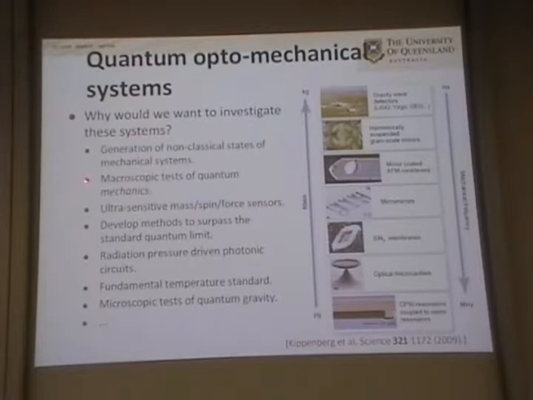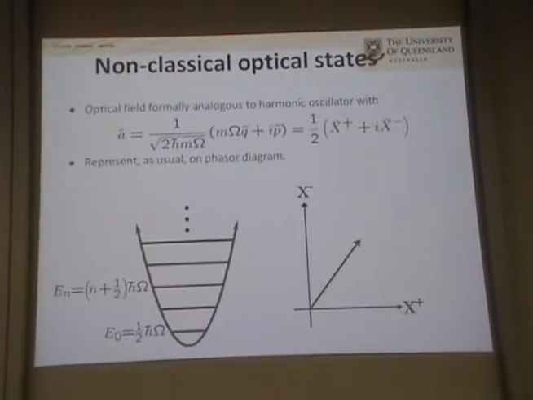And obviously there are other things. So what have I got here? You can generate non-classical states in mechanical systems. Obviously, mechanical cantilevers are used a lot as sensors, so AFM is the classic example. If you can condition the quantum state of these cantilevers, then you may be able to improve those sorts of microscopes.